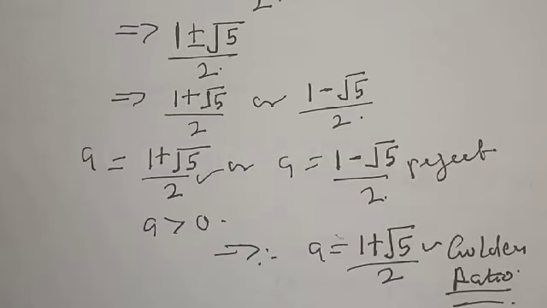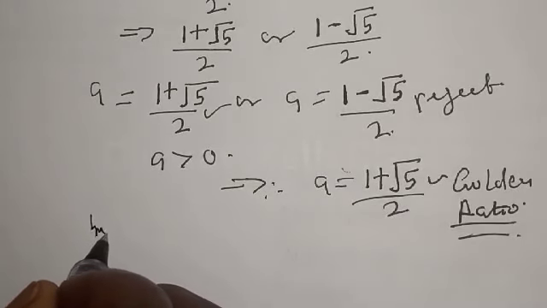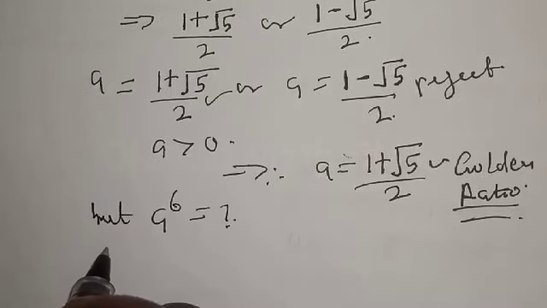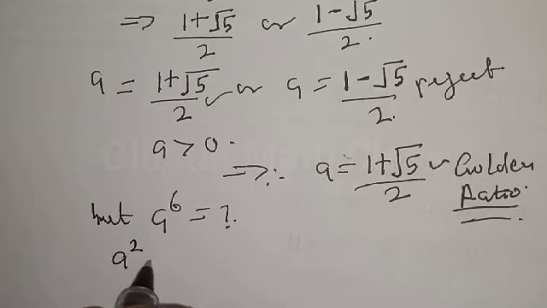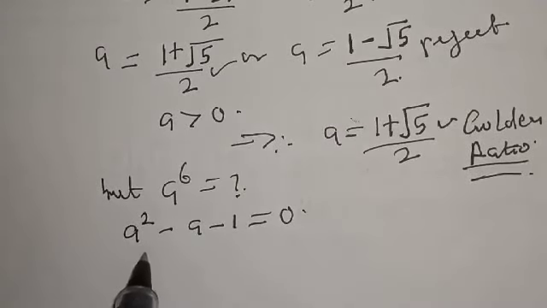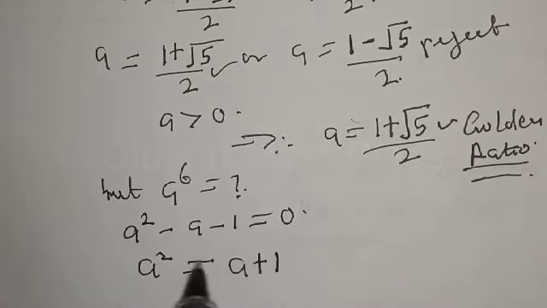Now let's proceed. We want to know the value of a raised to power 6, but a raised to the power 6 is unknown. From the given equation, we have a squared minus a minus 1 is equal to 0. Let's make a squared the subject of the formula. We have a squared equal to a plus 1. That is, the minus a goes to the other side and becomes a, then minus 1 becomes plus 1.